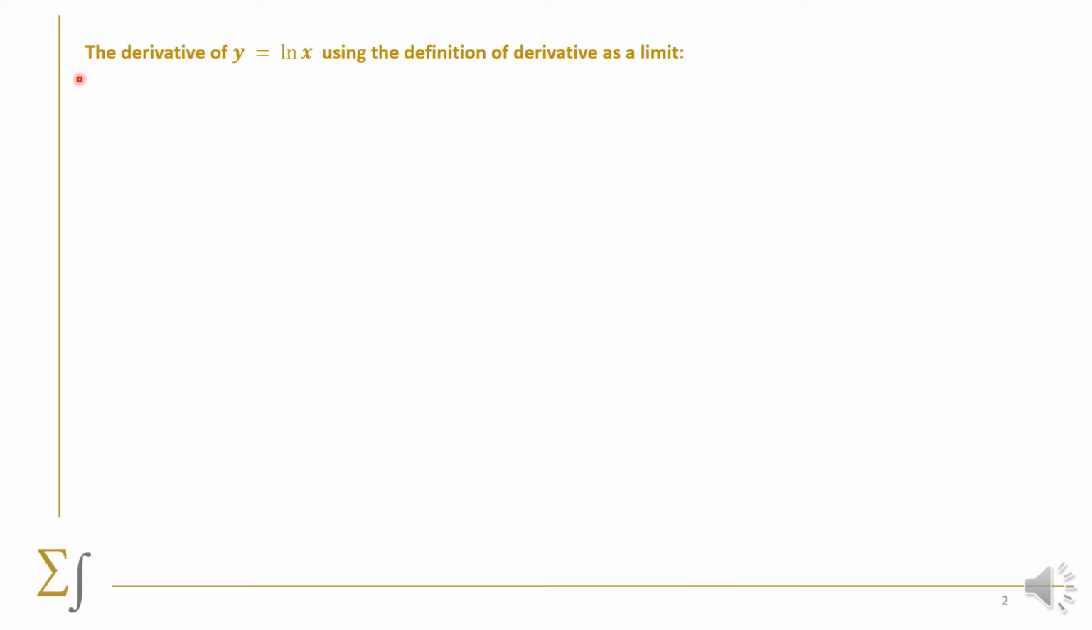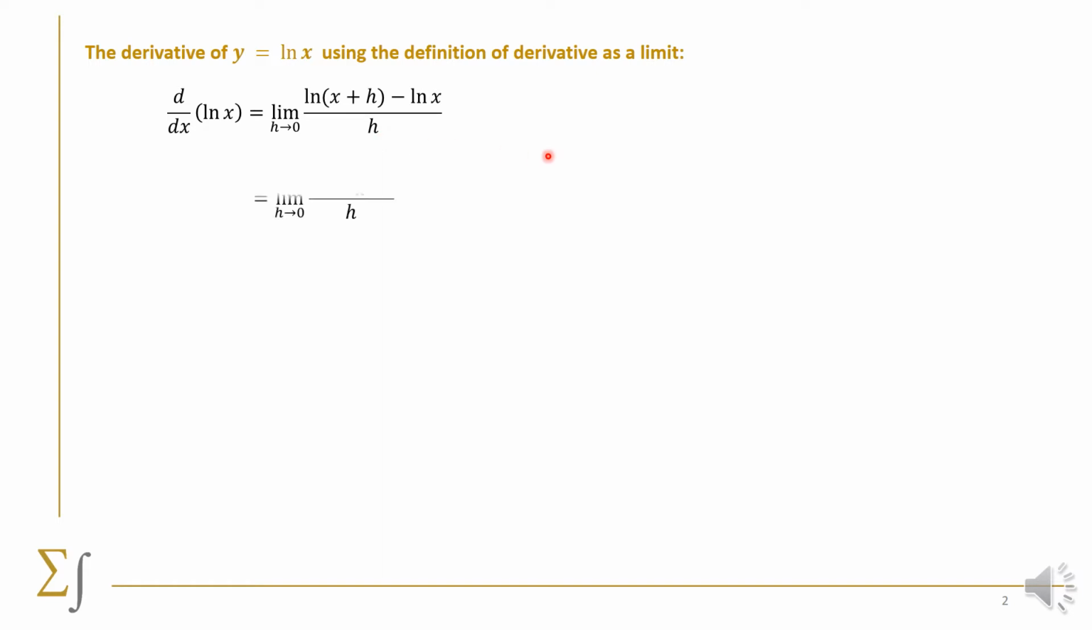In this presentation, we're trying to find the derivative of ln x. We start from the definition of the derivative as a limit. So we write the derivative of ln x with respect to x is equal to the limit as h goes to 0 of ln of (x plus h) minus ln x, over h.